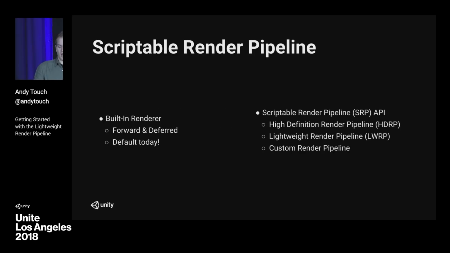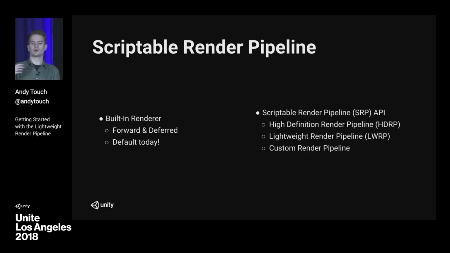So the scriptable render pipeline is currently optional. When you boot up a new Unity project today, by default, it uses the built-in renderer. It's the one that's been around for a long time with forward and deferred renderer paths. It's default today, and we've used it to create pretty much all of our demo projects, like Adam and things like that.